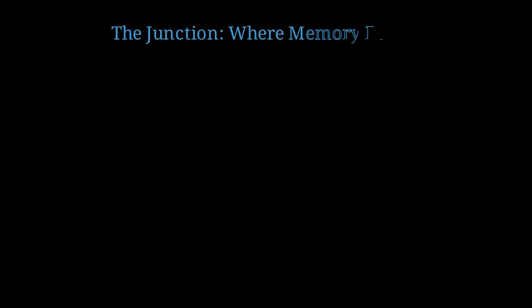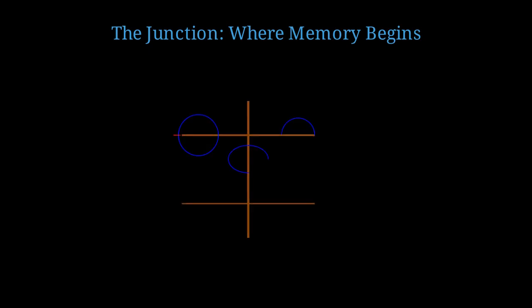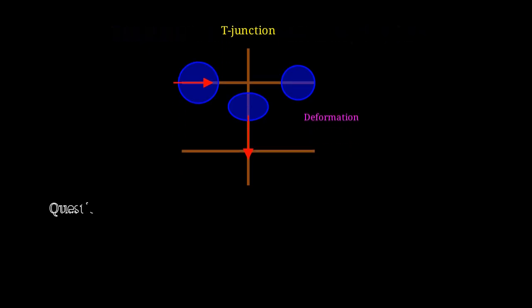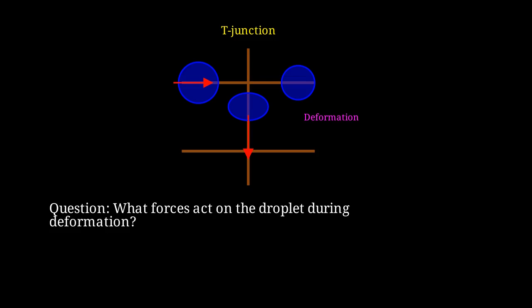Now let's examine what happens at a microfluidic junction, the birthplace of droplet memory. Imagine a droplet approaching a T-junction. As it enters, the droplet must squeeze through a constriction. This causes significant deformation of its shape. Let's ask ourselves, what forces are acting on this droplet as it deforms?